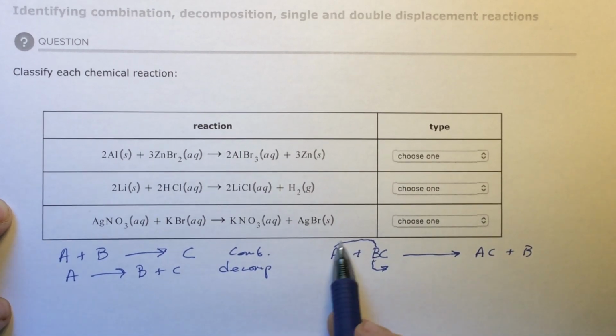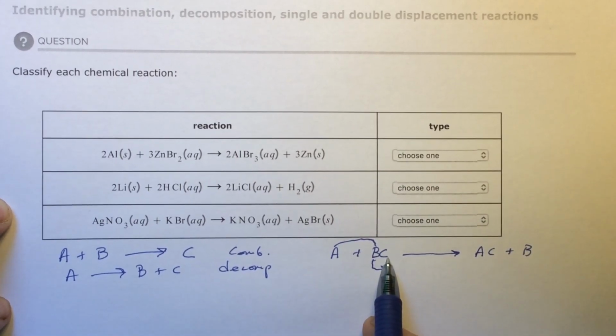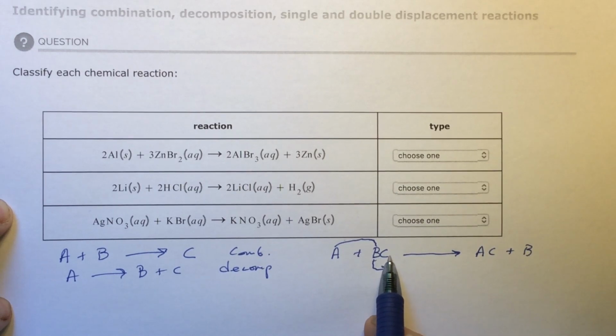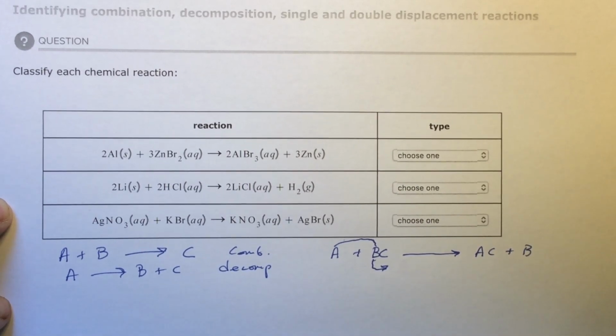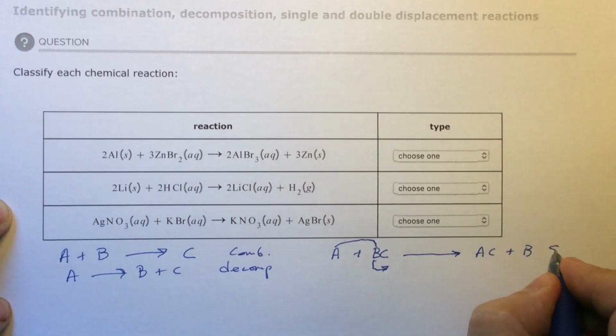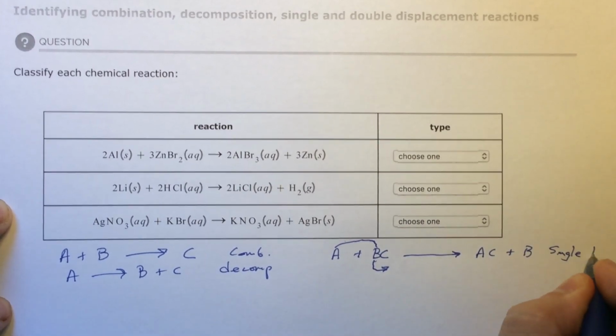Okay, so this one, somebody stealing somebody else's girlfriend or whatever. I guess this is the boyfriend because it's a B. But this is going to be single displacement.